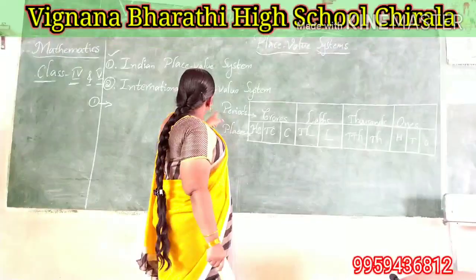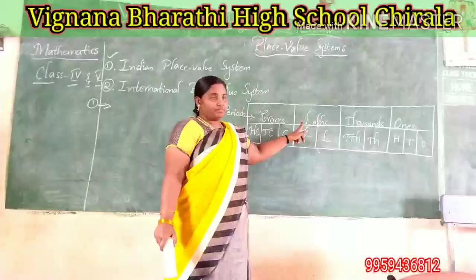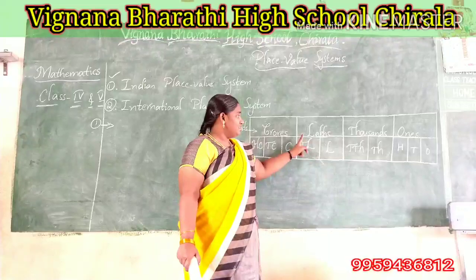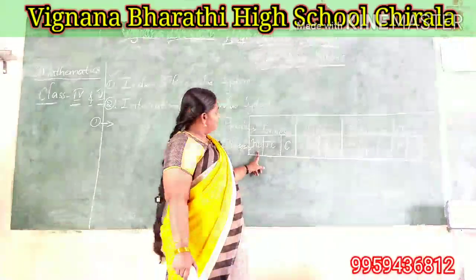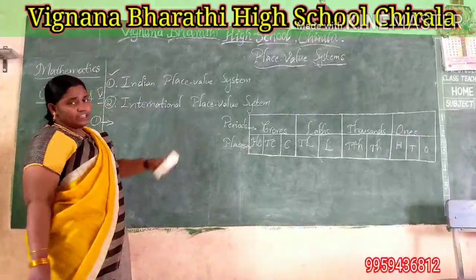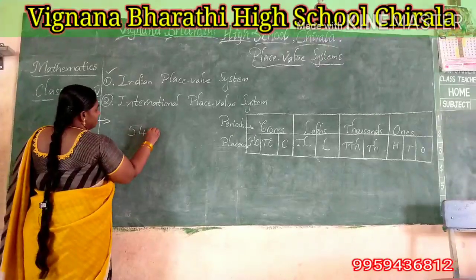So, in the Indian place value system, we have four periods. The first period is divided into three places, the second is divided into two places, the third is divided into two places and the last one, crores period, is divided into three places. How do we use that Indian place value system? Take one number as an example.